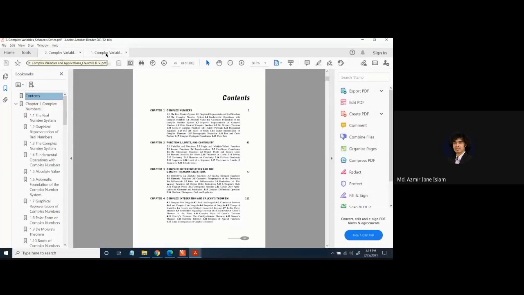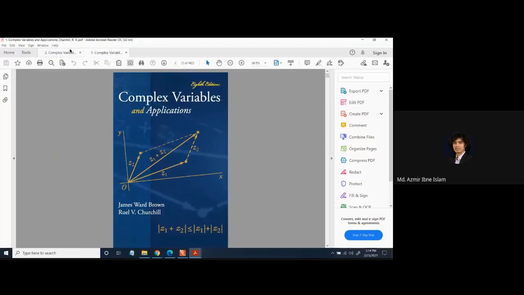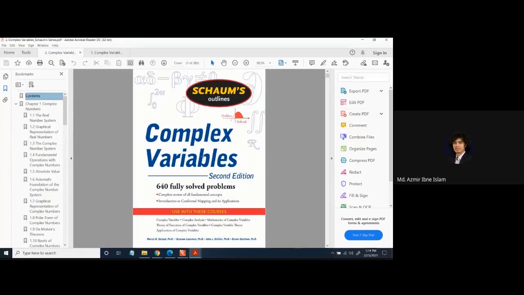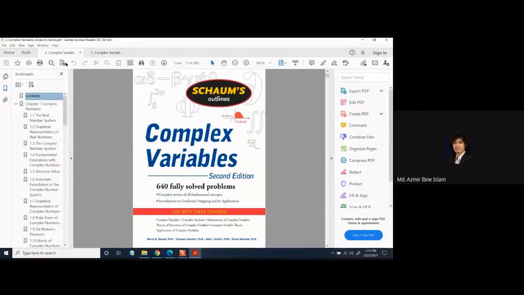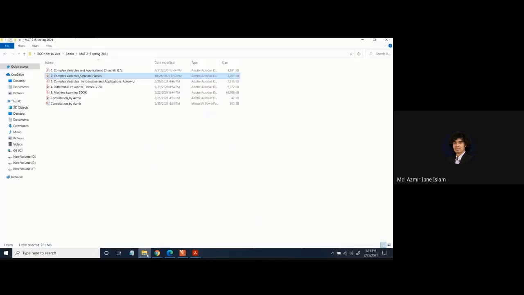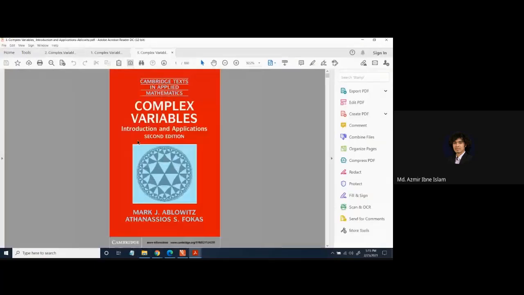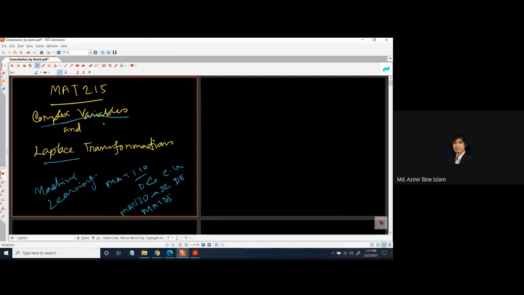So it's up to you. You can go through this book or this one. We need to go through just the theoretical part and mostly some problems. Besides this, you can also take a look into this one, complex variables by Mark Lewis. Okay, so this book is also helpful for problem solving and also for the theoretical purpose. So these three books are for complex variables.